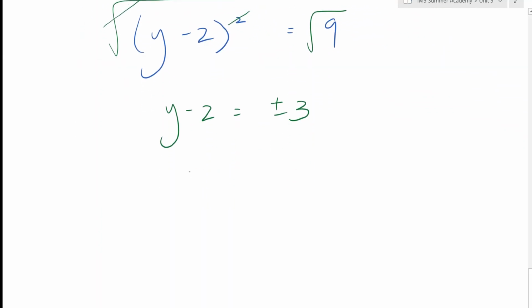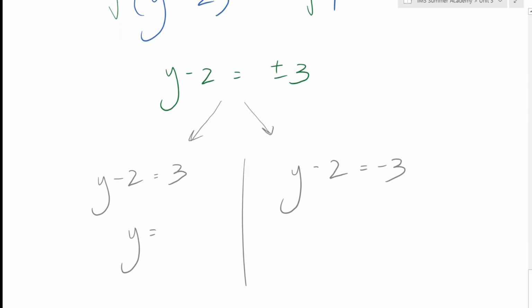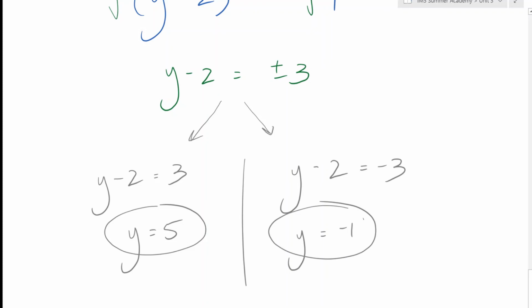We're able to now split this into two problems. One with the positive 3, one with a negative 3. First answer when I add 2 over is 5. Other answer when I add 2 over, negative 1.